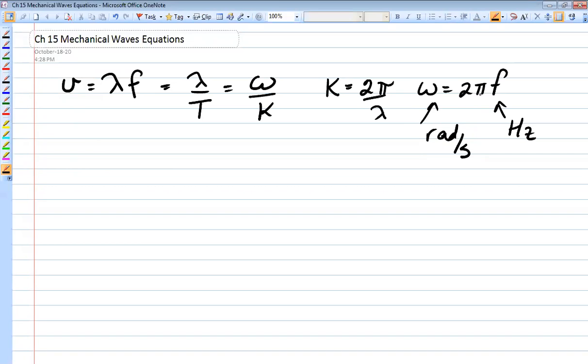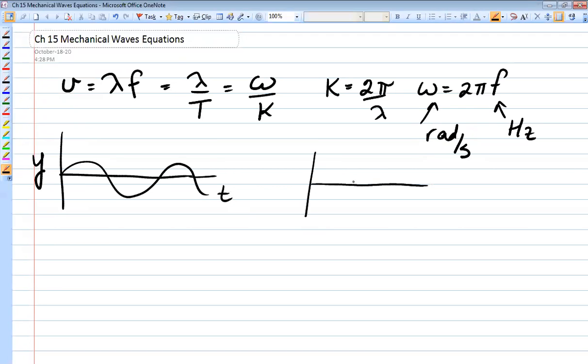Now, this is different than simple harmonic motion because now we have two possible graphs that you could draw. You can either draw the displacement of the string as a function of time, or you can draw the displacement of the string as a function of position.